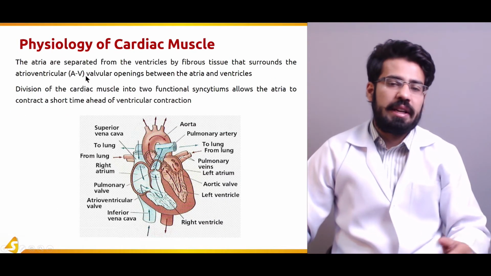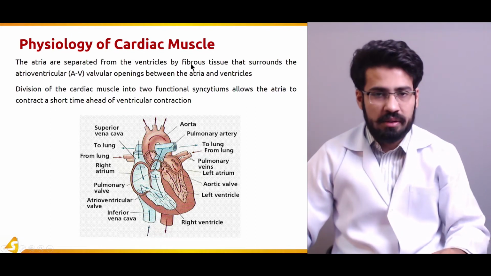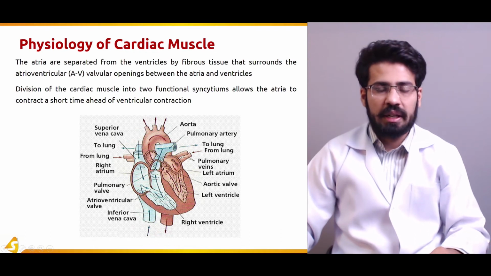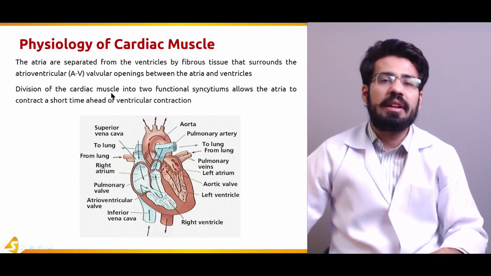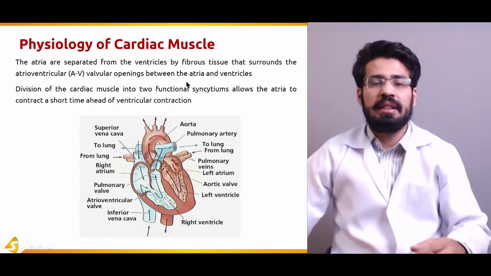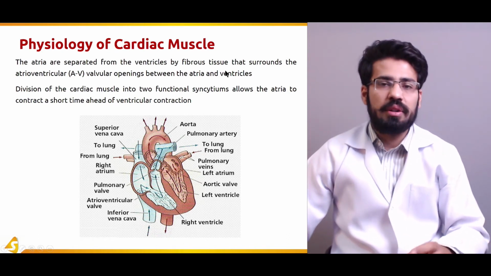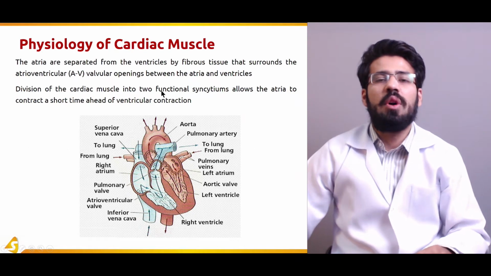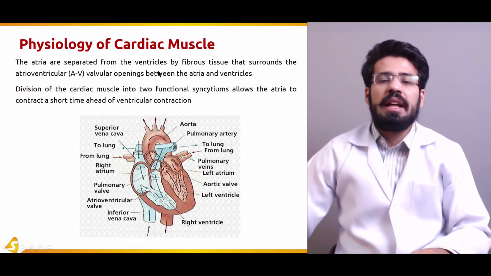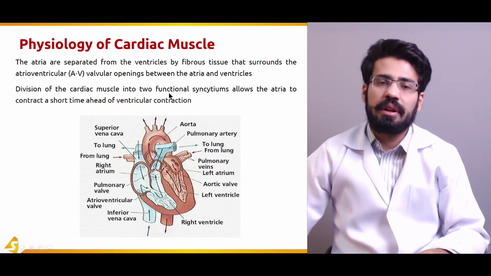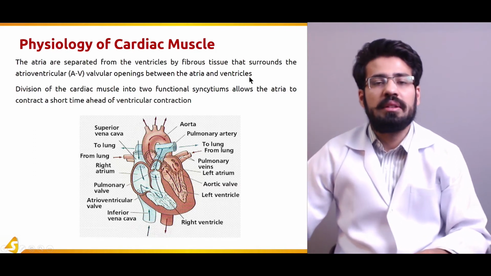This again explains the physiology of the cardiac muscles. The atria are separated from the ventricles. Now this slide is basically explaining a bit about the valves that are present in the heart. The thing that separates the atria from the ventricles are the fibrous tissues. These fibrous tissues are known as the valves. There are two types of valve: the tricuspid valve and the bicuspid valve. These fibrous tissues, known as the atrioventricular valves, are basically openings between the atria and the ventricle.